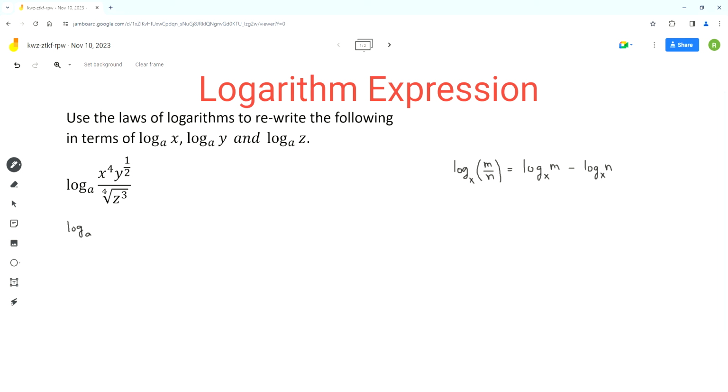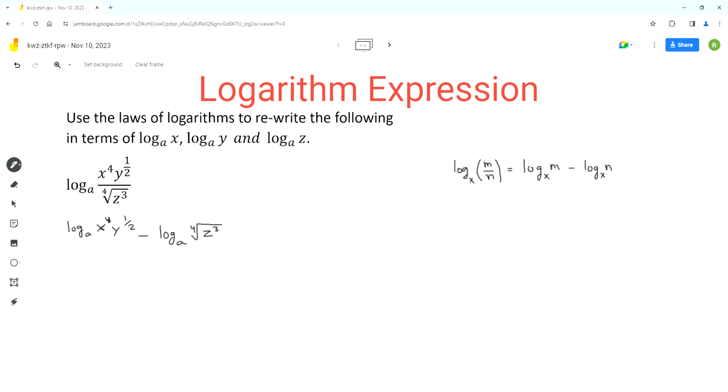Log of base a and x to the power 4, y to the power 1 over 2 minus log of base a and then the fourth root of z cube. So basically the denominator expression goes in the second log term.